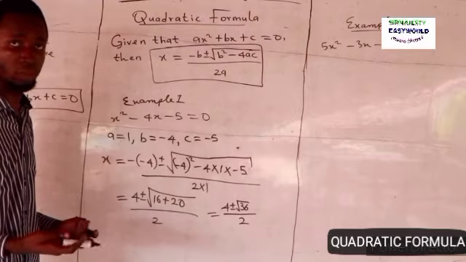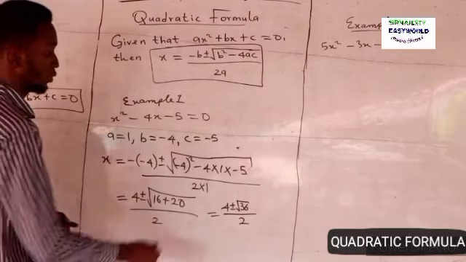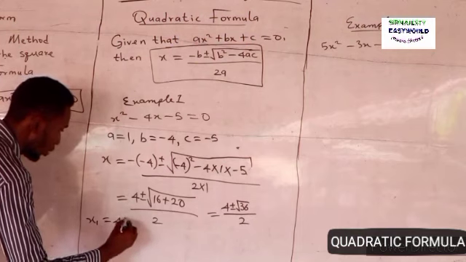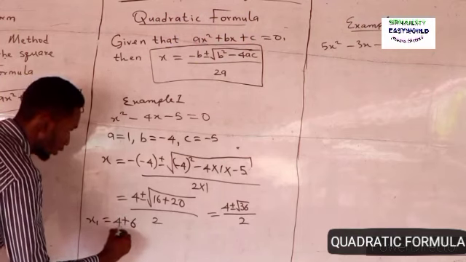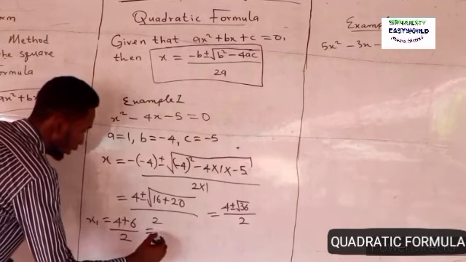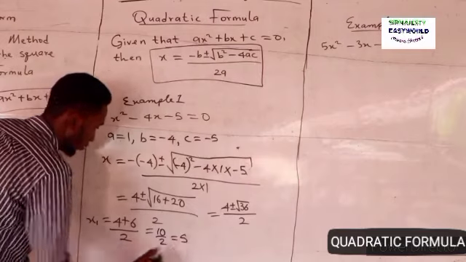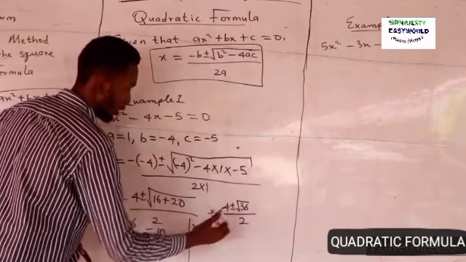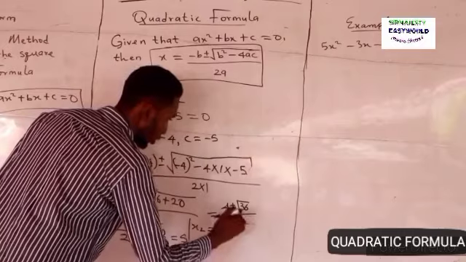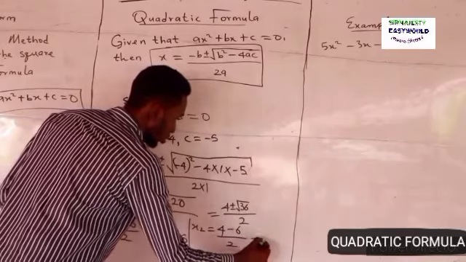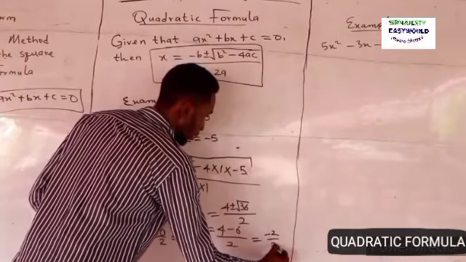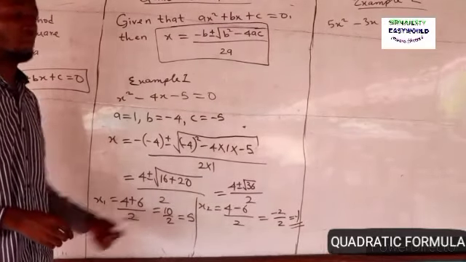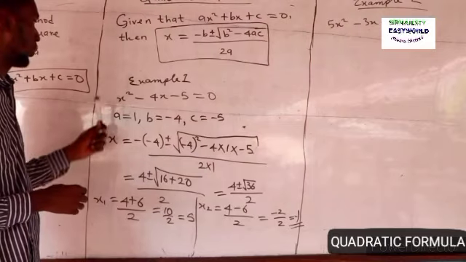Now, usually when you solve an equation, you get two answers. For the first value, we are going to consider the positive part. So x1 is equal to 4 plus the square root of 36, which is 6, all over 2. 4 plus 6 is 10. 10 divided by 2 is going to give us 5. And for our second value of x, we are going to consider the negative part. So this gives us 4 minus the square root of 36, 6, all over 2. 4 minus 6 gives us minus 2, divided by 2, we get minus 1. So the solutions to this equation are 5 and minus 1.